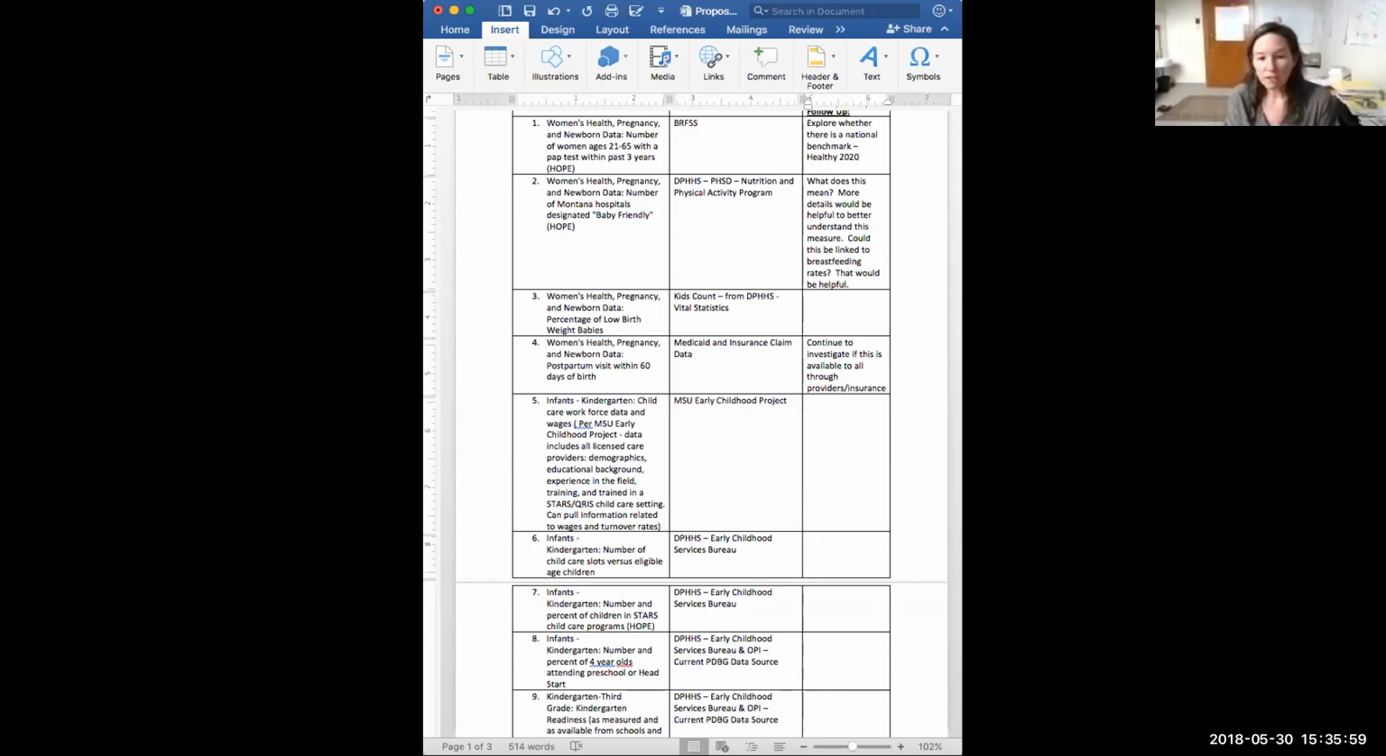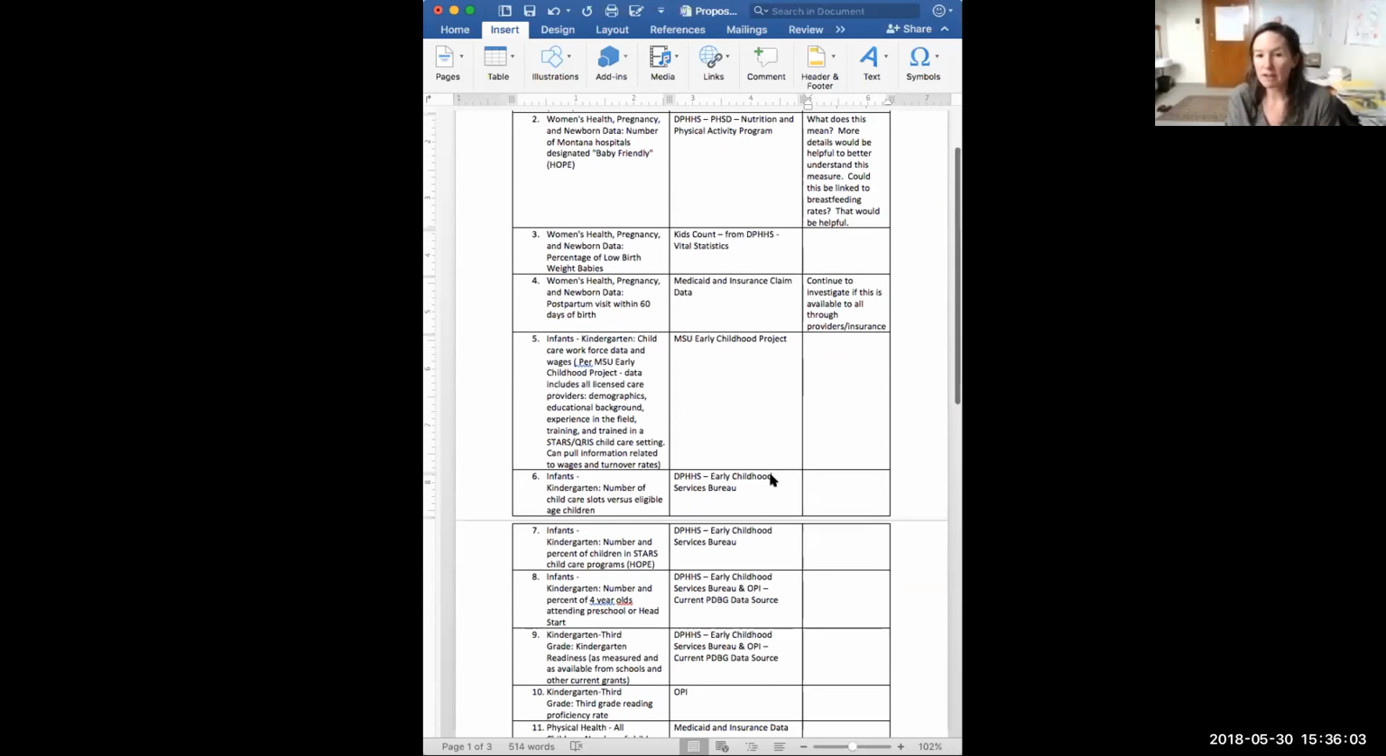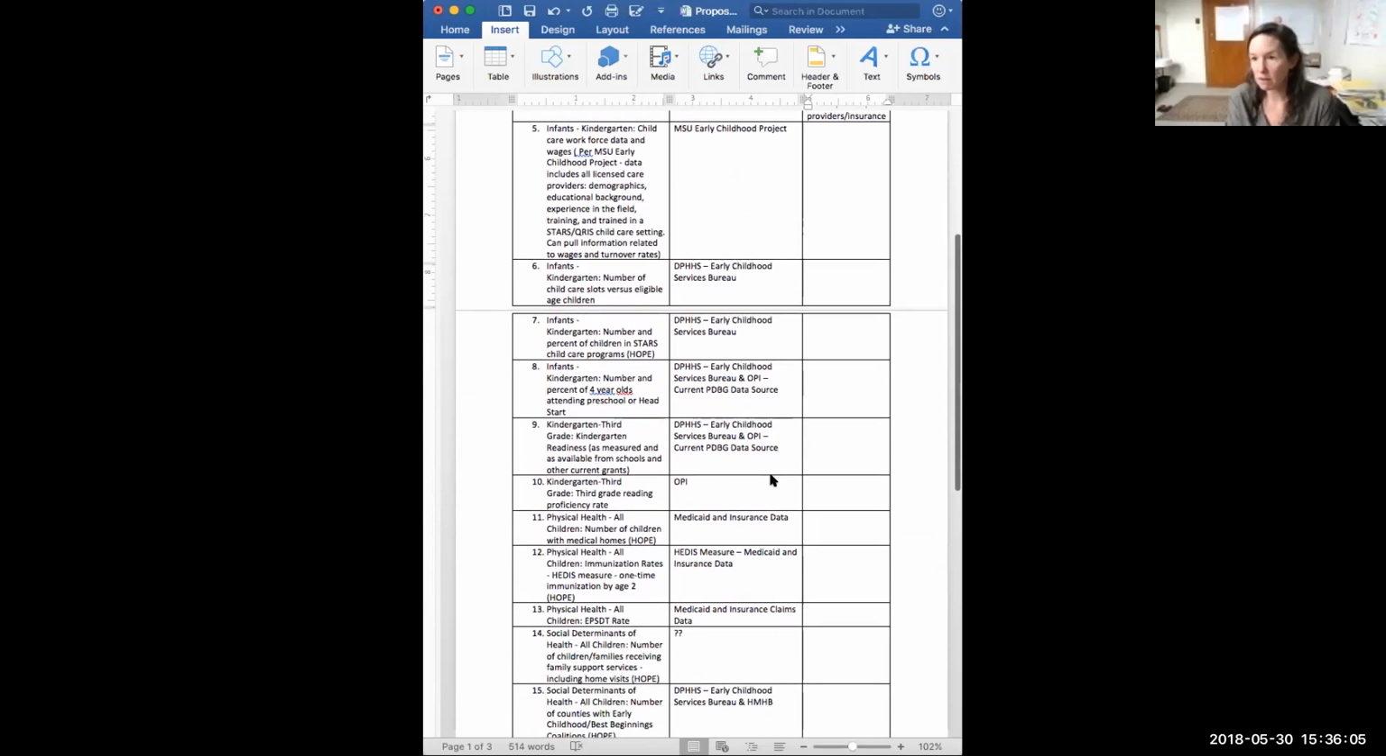So how about if we shift to the infants conversation for now? If I'm not hearing that anyone thinks any of these are really off the mark, but that it would be helpful to have a little bit more information. Is that a fair summary so far?